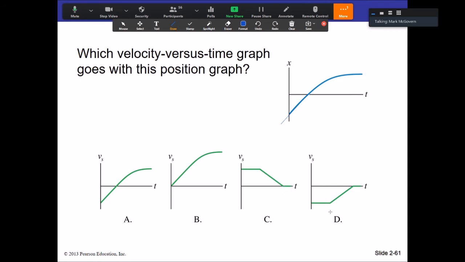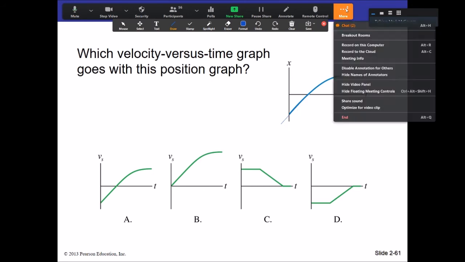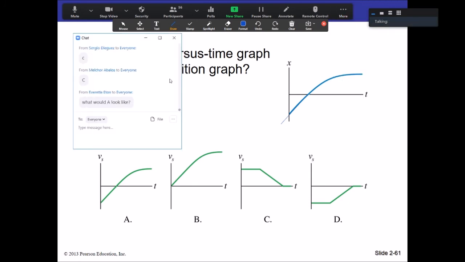Now D almost looks good, but D is saying constant negative speed, and then we slow down. That would be if the graph was flipped the other way. We have initially a positive speed. Well, you'd have to have a negative slope. That's what I mean. So the graph would flip vertically or something. So, oh gosh, what would A look like?